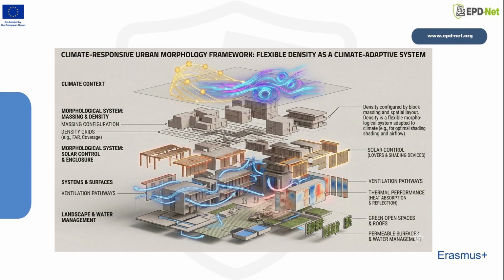The diagram also highlights an important idea. Density should not be treated as a single numerical parameter, but as a combined morphological system. In other words, optimizing density means adjusting urban form in response to specific climate conditions.